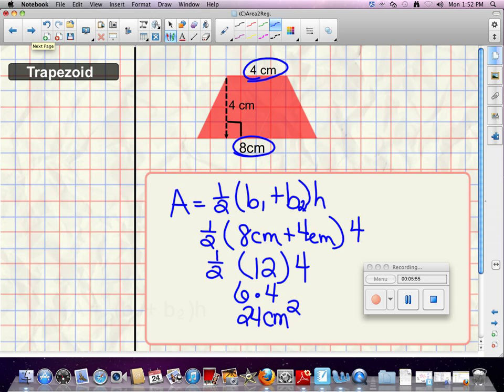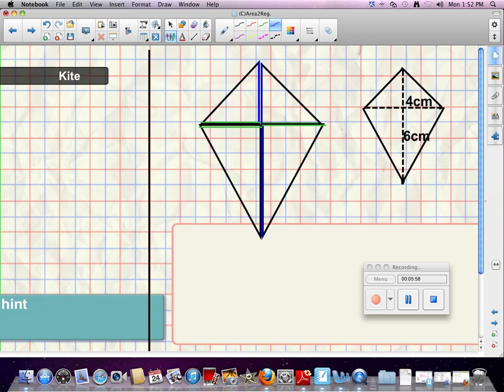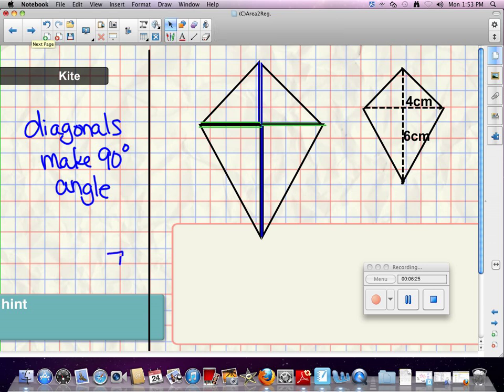Next one I want to look at is a kite. A kite is a cool shape. Remember again, in a kite, the diagonals make a 90-degree angle. So right here, where the blue diagonal and the green diagonal meet, you get a 90-degree angle. So let's watch what happens. We don't have a base times height. We're going to start with that same idea though, area equals base times height. Let's watch what happens here. When I take each of these and rotate them, watch what is happening to the blue and the green.